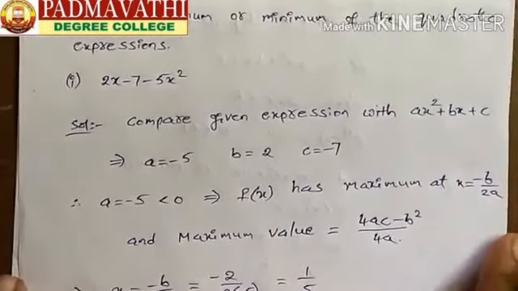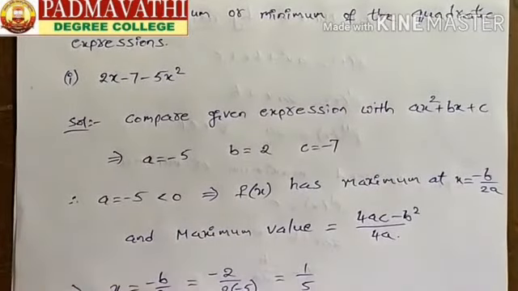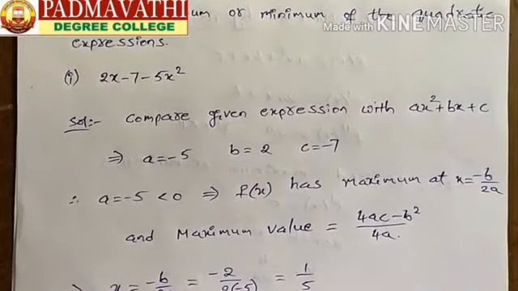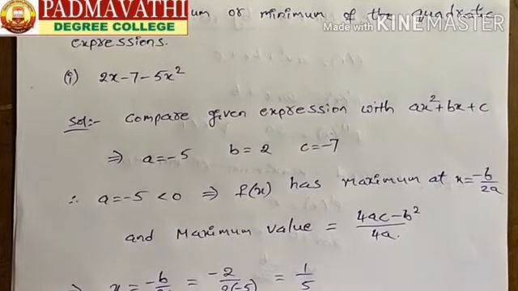Now we will do one question based on this concept, maximum and minimum. The question is: find the maximum or minimum of the quadratic expressions. The first question is 2x minus 7 minus 5x square. This is the given quadratic expression. We need to compare it with the general form of the quadratic expression, ax square plus bx plus c. Then we get a equal to minus 5, b equal to 2 and c equal to minus 7.